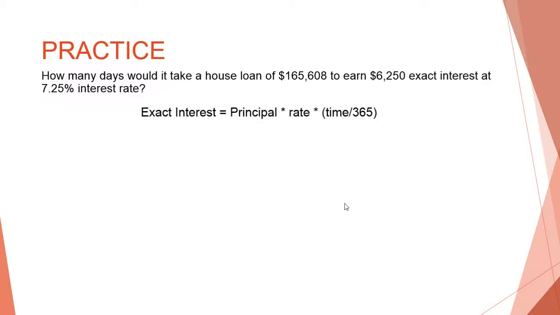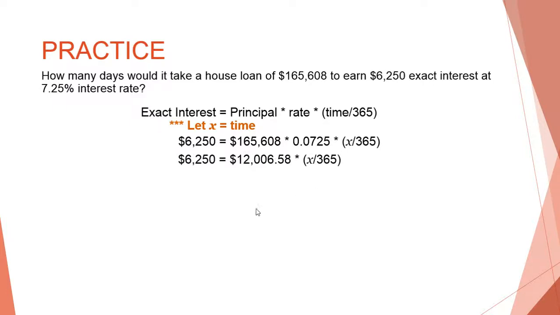Alright, so this one is like the one from earlier, except this time we're doing exact interest versus ordinary. So same thing, plug in everything we know. We know $6,250 for exact interest, the principal, the rate times x over 365. Multiply everything.